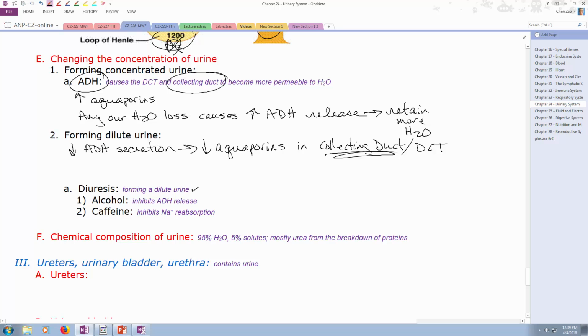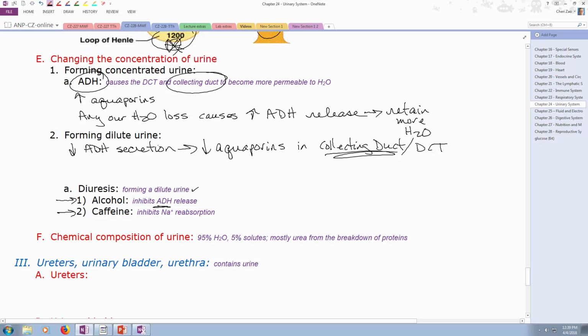And there are two ordinary substances that you can encounter in your environment, and one is alcohol and the other is caffeine. Where they work will impact what happens. Alcohol inhibits ADH release. So as you drink alcohol, which is a drying agent, which is really interesting, it causes you to actually not release ADH as well as you should, and therefore you actually create more urine.